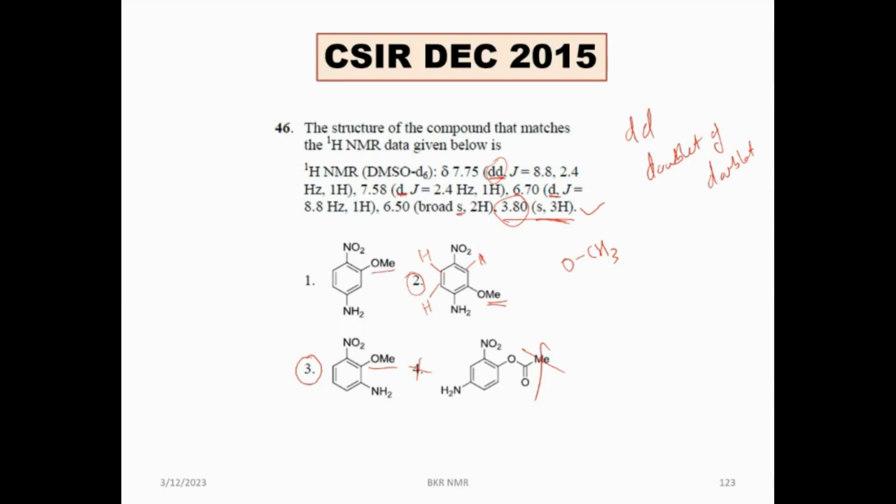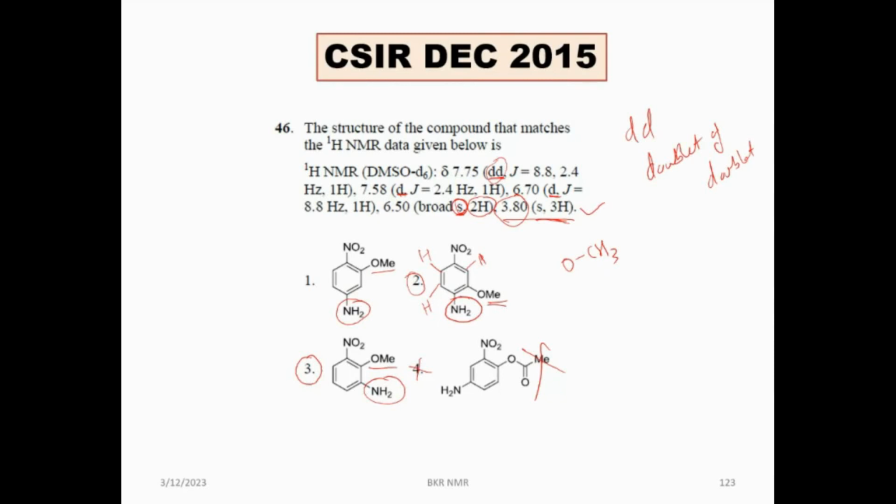aromatic region you have a singlet. Aromatic sorry, you have 6.50 broad singlet, 2 hydrogens. Not aromatic region, singlet, 2 hydrogens. What is the singlet, 2 hydrogens? NH2. Why you have singlet? That is NH2. Okay, so I have an NH2. So இங்கே NH2 இருக்கு, இங்கே NH2 இருக்கு, இங்கே NH2 இருக்கு. சரியா?